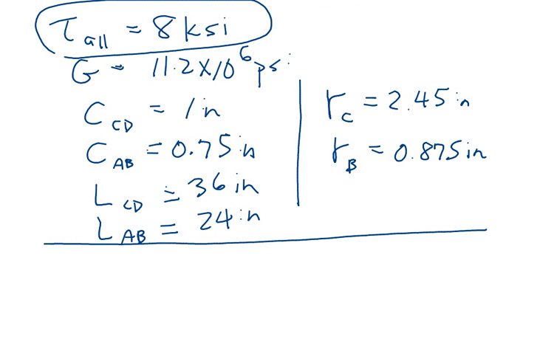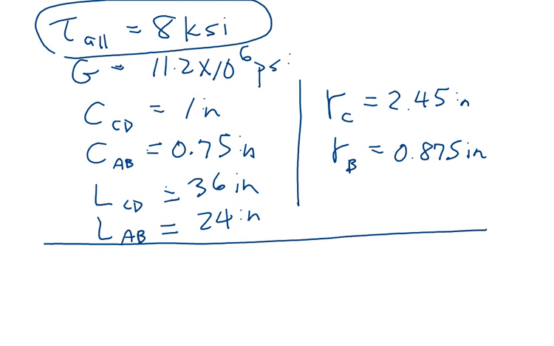So what you need to do then is solve for a torque that allows you to get all the way up to 8 KSI in both shafts, and then you choose the smaller torque. Okay? So let's go ahead and illustrate that.